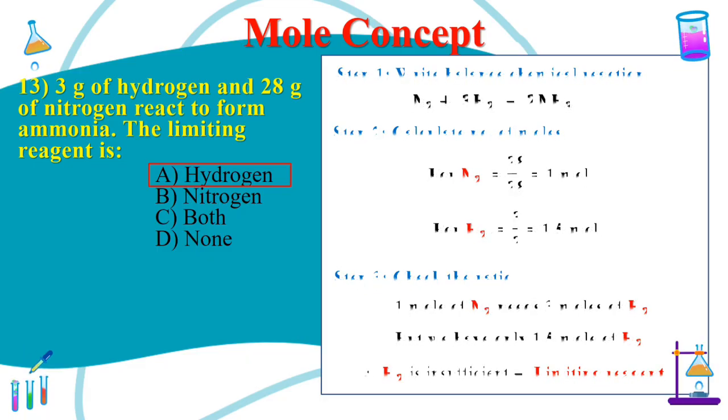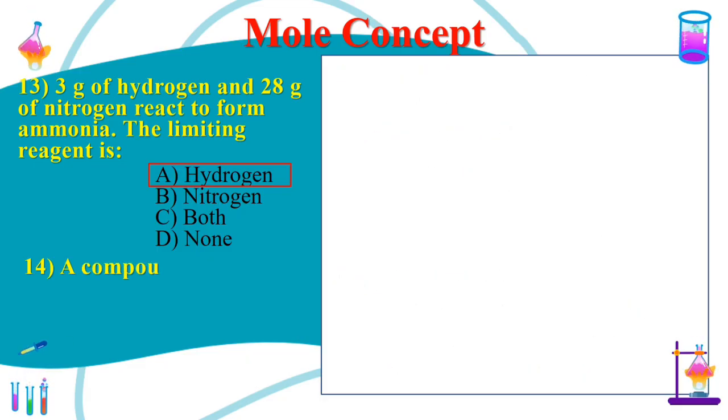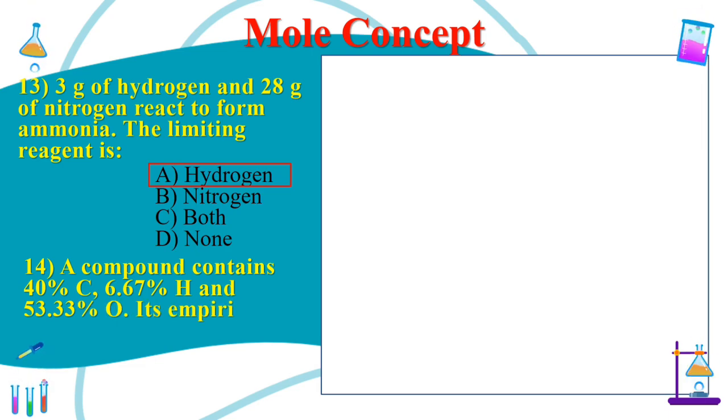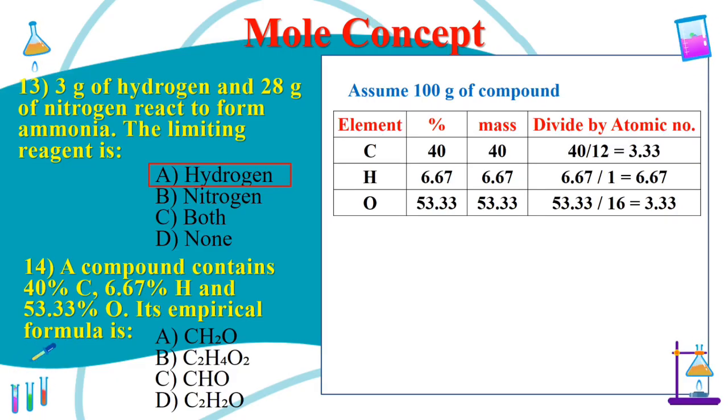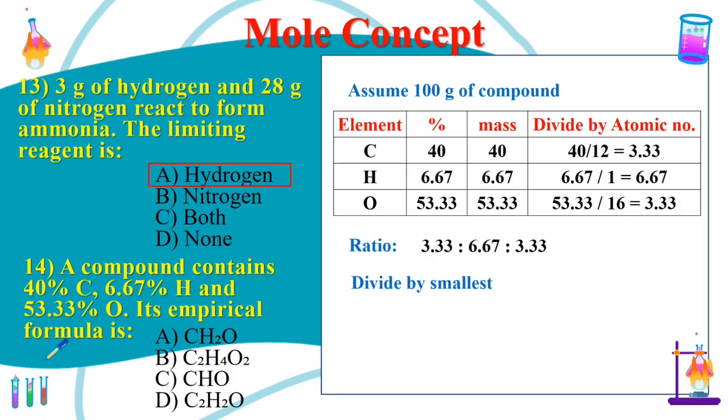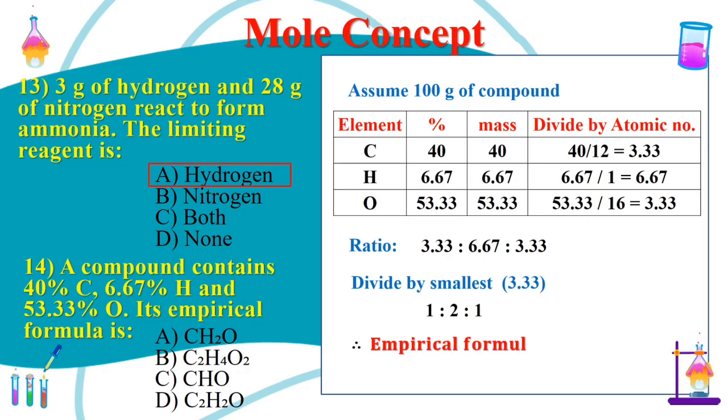Moving to the next question, a compound contains 40% of carbon, 6.67% of hydrogen and 53.33% of oxygen. Its empirical formula is. So, by assuming 100 gram of compound, you need to calculate ratio of respective elements. After that, divide by the smallest number, that is 3.33, so you will get simplest ratio number, and based on that you can write empirical formula.